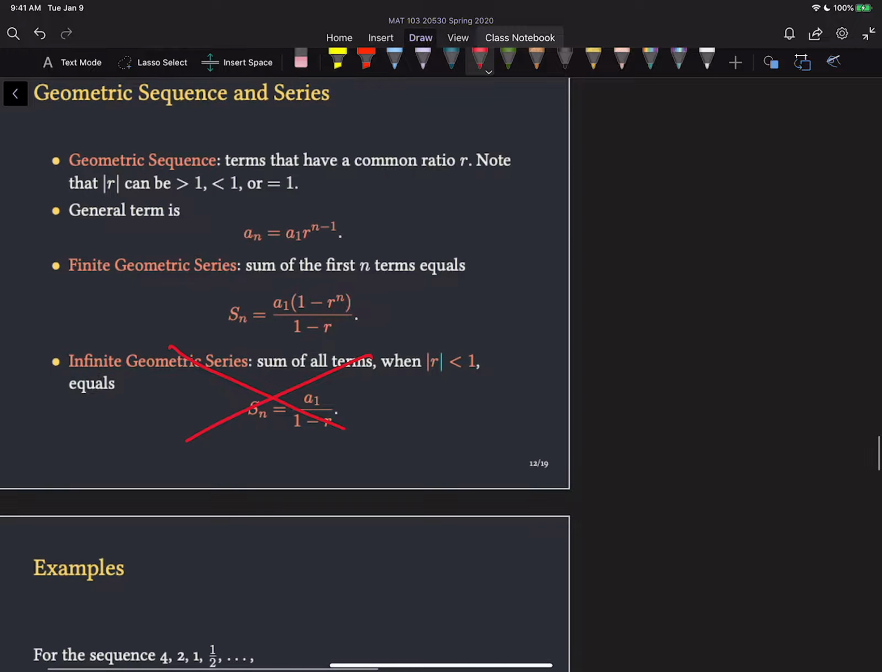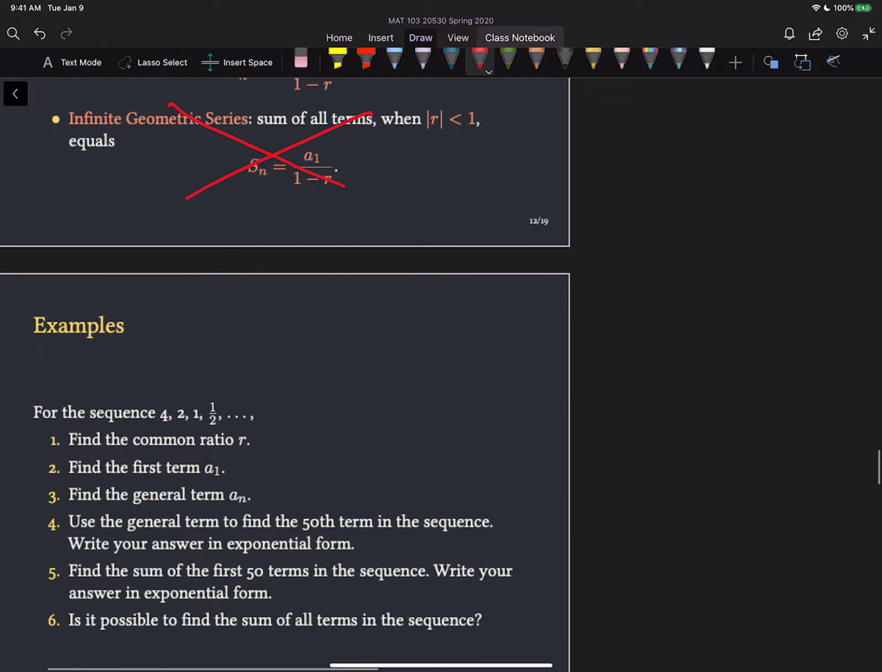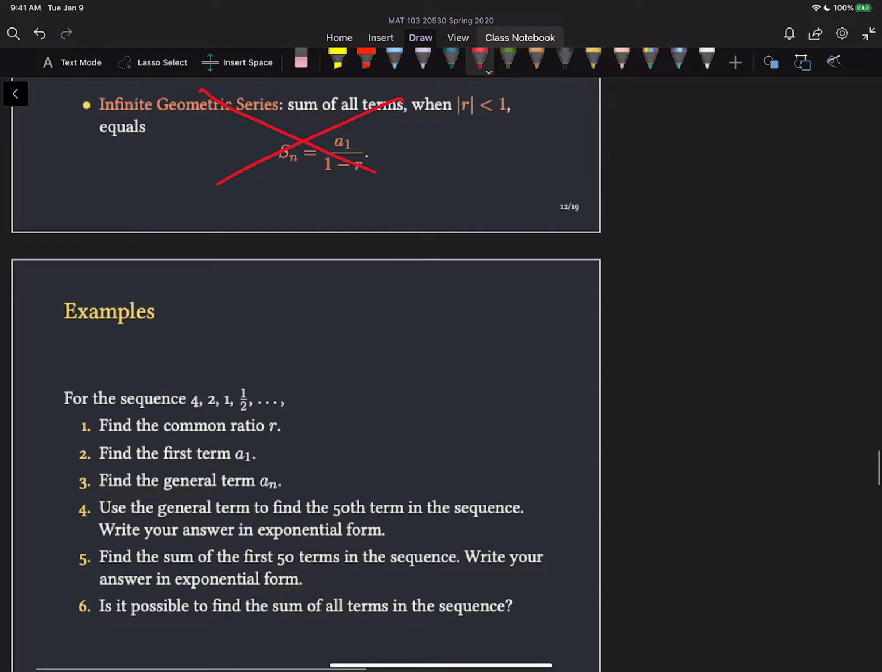Before you apply any of the formulas from this lecture, make sure you identify the sequence. Categorize it. Is this an arithmetic sequence or a geometric sequence? Because the formulas are different. That's very important. So let's look at this example right here. It's 4, 2, 1, 1/2, and so on.